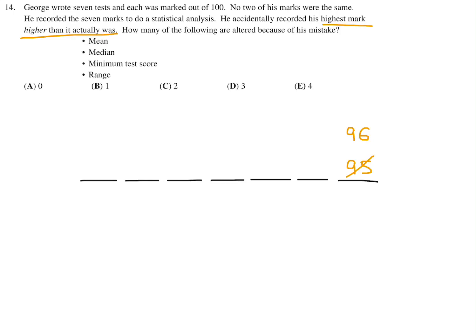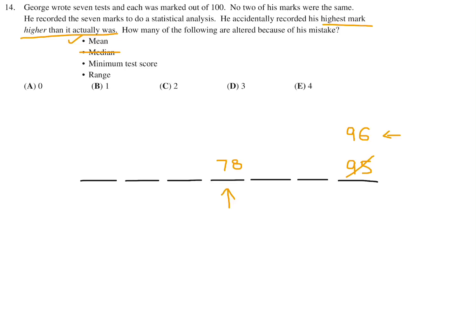Mean. Well, the mean is the sum of all the values divided by 7, correct? Now, if this last one is a little bit higher, then that means the sum will be a little bit higher. So the mean will definitely be affected, so I'll put a little check mark beside it. Median. The median, as you know, is the middle value. So whatever this middle value is, let's say it's 78, if I write this number a little bit higher, that doesn't affect the median. So the median is not affected.